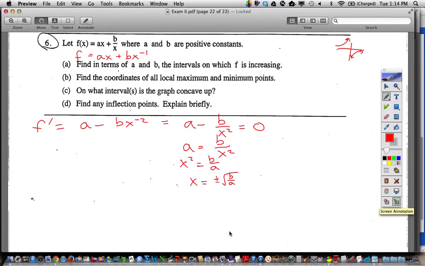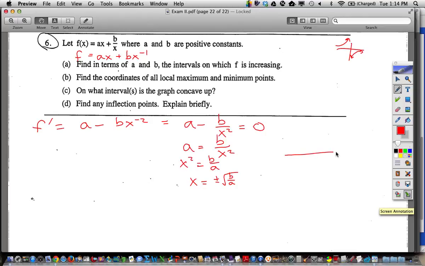But, and this is the one that we would probably leave out because we haven't done very many of these, and that's why I'm glad you asked about this one. When I go to do my number line, here's negative square root b over a. Here's positive square root b over a. That's where the derivative is 0. But what about where the derivative is undefined?